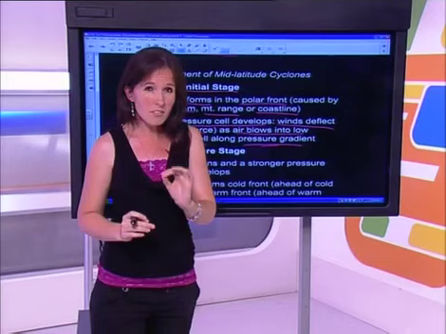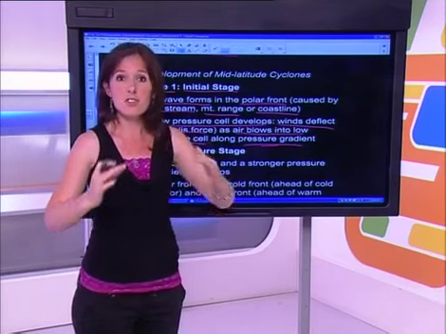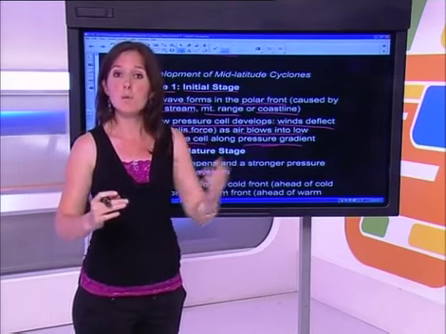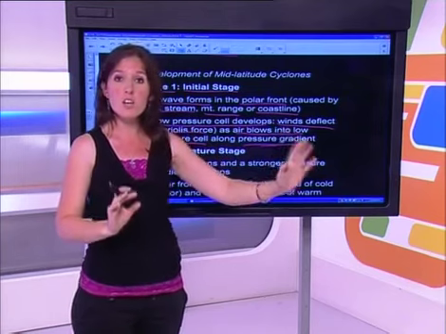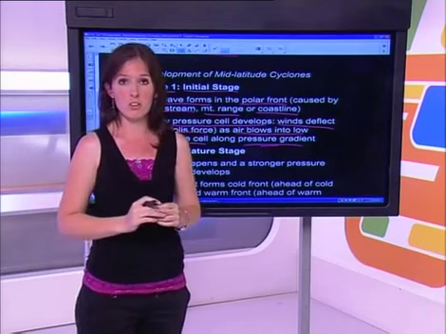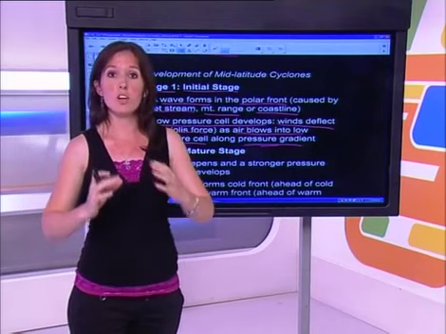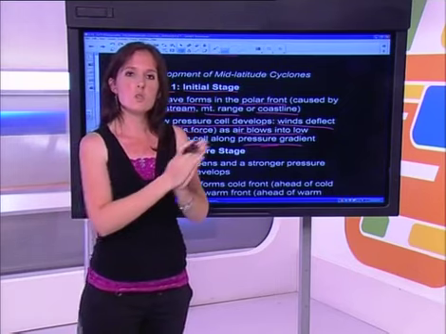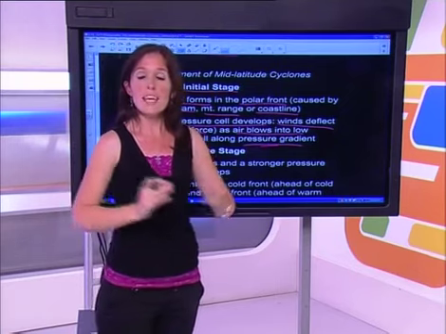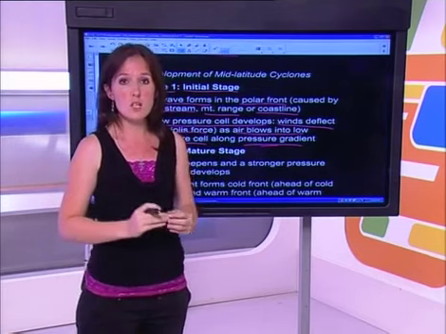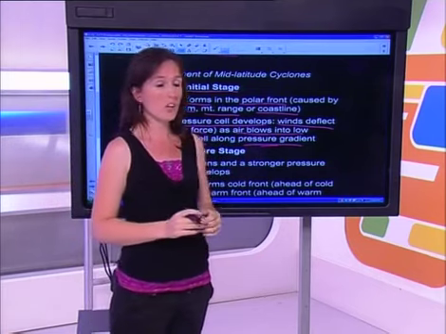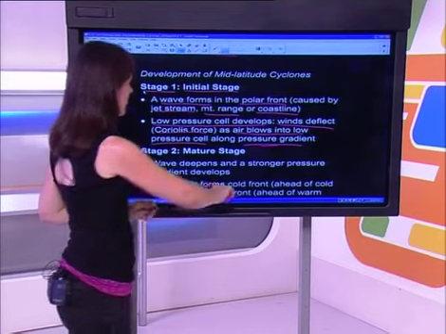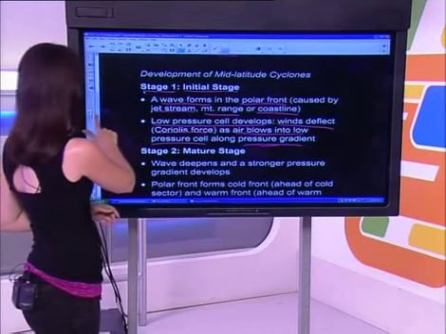Remember, pressure gradient, the definition for that is literally the change in air pressure from an area of high pressure towards an area of low pressure. And because of that pressure gradient, air will always move from a high pressure towards a low pressure. So air is converging into this low pressure because a pressure gradient has formed. So that's the first stage. Let's have a look at the second stage.